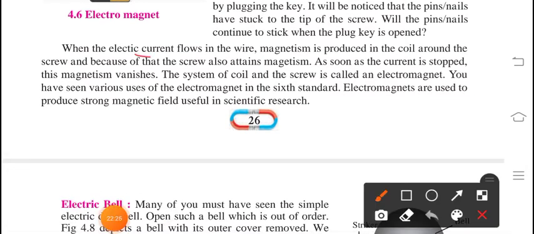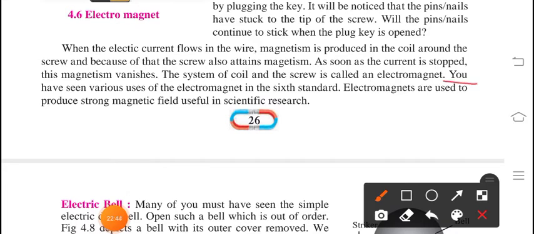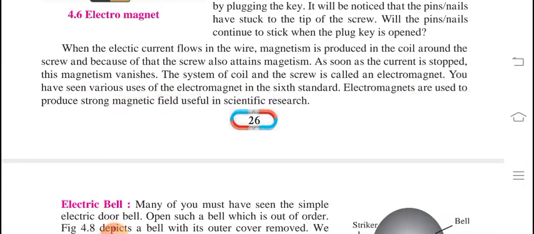Please see over here. Magnetism is produced in the coil around the screw. Because of that, the screw also attains magnetism. As soon as the current is stopped, this magnetism vanishes. The system of coil and the screw is called an electromagnet. You have seen various uses of electromagnets in standard 6th also. Electromagnets are used to produce strong magnetic fields in scientific research.